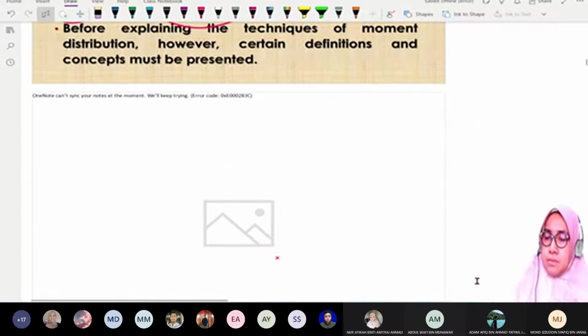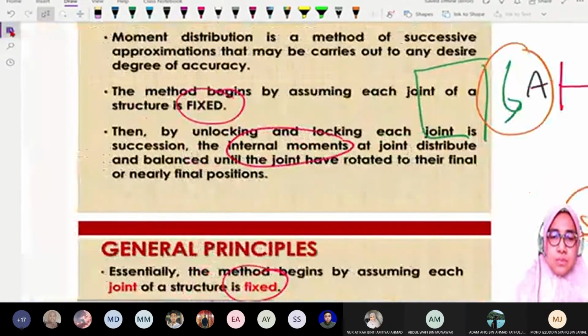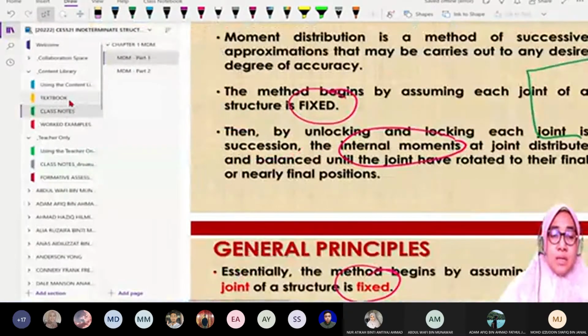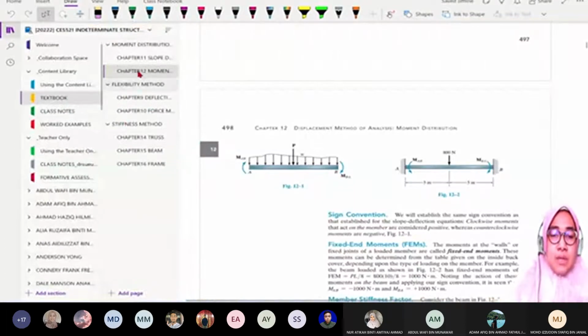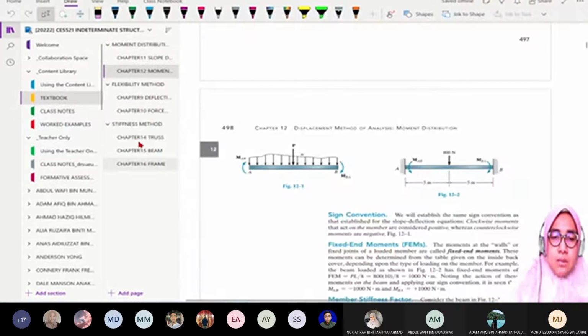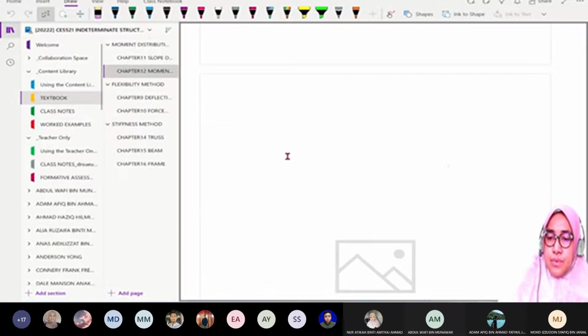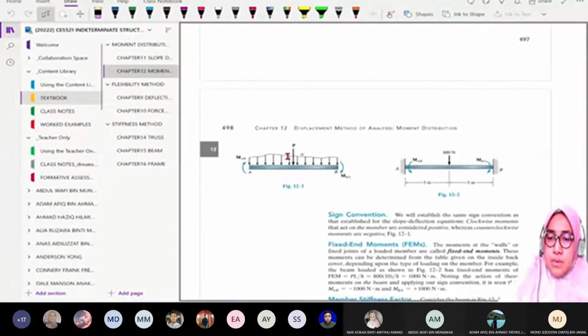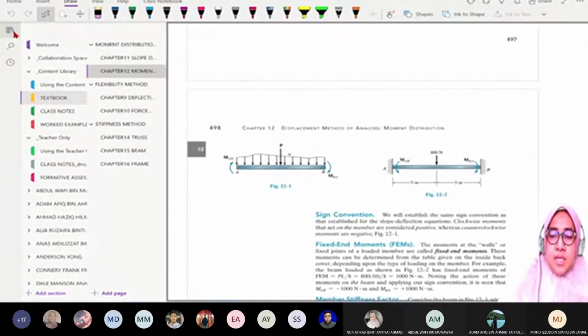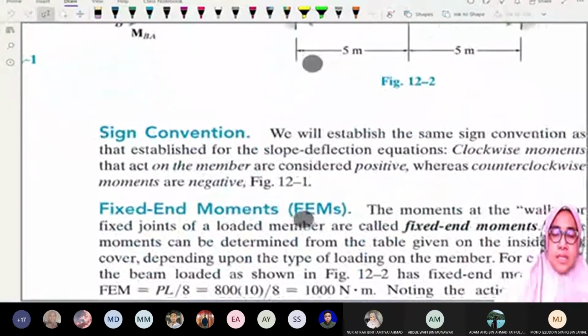we can formulate it in Excel. Okay, since the notes have a problem and cannot sync completely, let's look at the textbook for a while. Chapter number 12. Actually it is the same, so later you can also look at the notes, the slides.